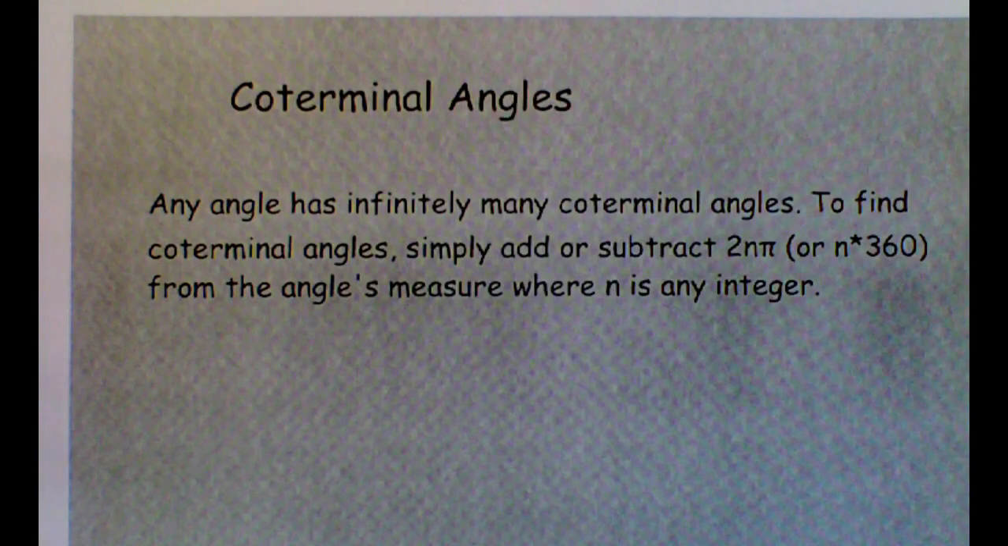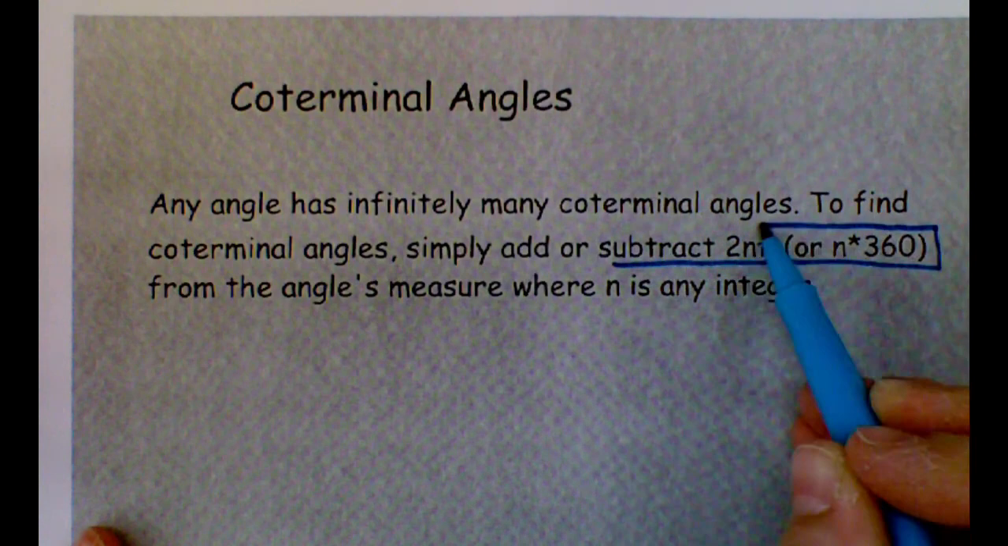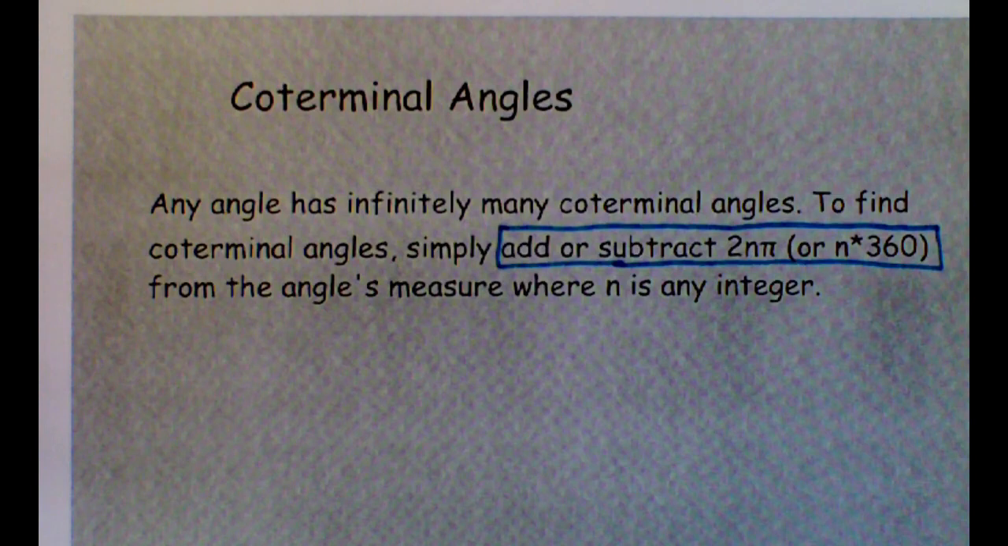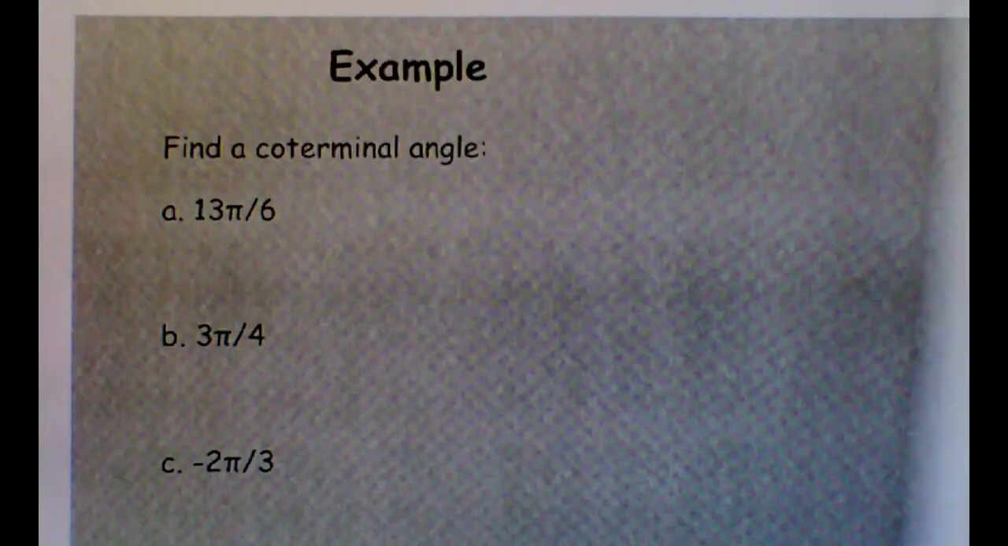Coterminal angles. Any angle has infinitely many coterminal angles. To find coterminal angles, we simply add or subtract 2n pi, or n times 360 if we're in degrees, from the angle measured, where n is any integer. So I could add 2 pi, 4 pi, 6 pi, 8 pi, or I could add 360 or 720, on and on. Or I could subtract those numbers too.